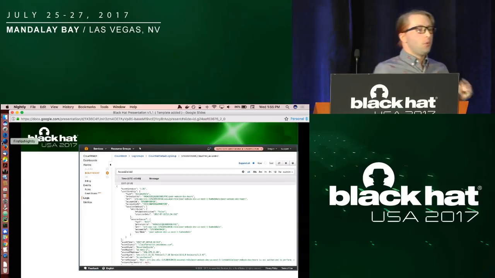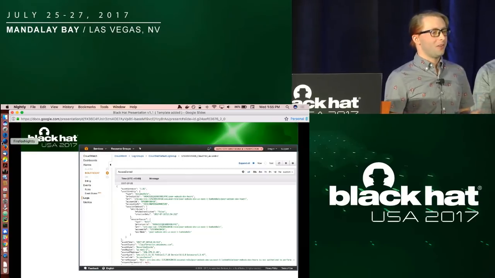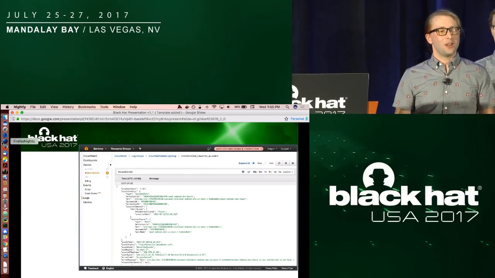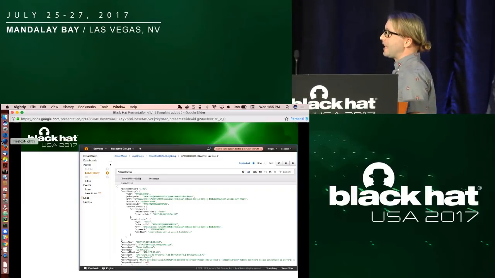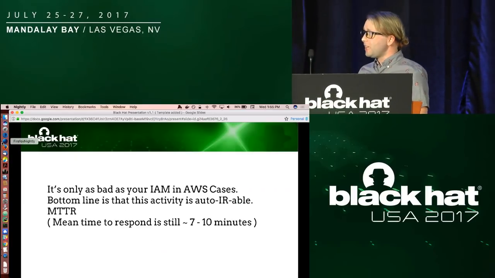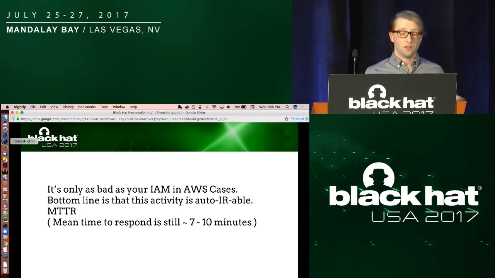CloudTrail also outputs denials. A lot of people don't actually know this about CloudTrail, that it logs successes and denies. And you can actually consume those denies in a CloudWatch event pipeline, and you can programmatically take action on those. So kind of the TLDR here is that it's only really as bad as the IAM policy that's attached to the function. And you can auto-IR this.